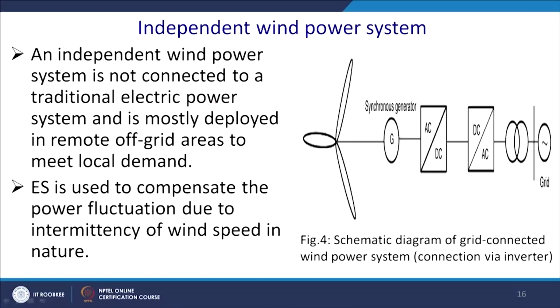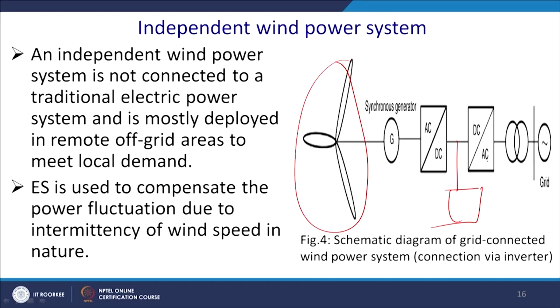An independent wind power system is not connected to a traditional electric power system and is mostly deployed in remote off grid areas to meet the local demand. ES, the energy storage, is used to compensate the power fluctuation due to the intermittency of the wind speed in nature. So, then you have this wind generator, thereafter you have an AC to DC converter, then you may have a battery storage element, and thereafter a DC to DC converter, a DC to AC converter, and connection to the grid.